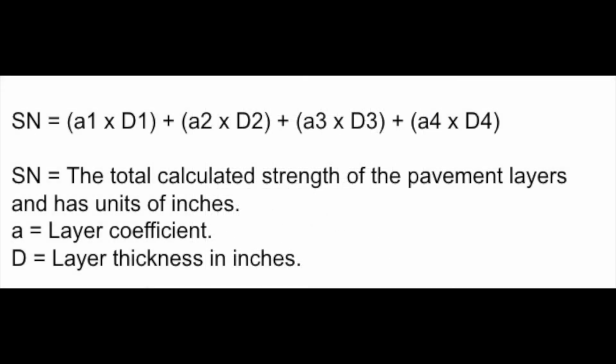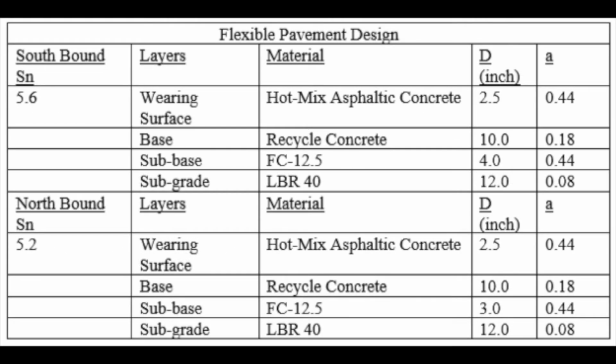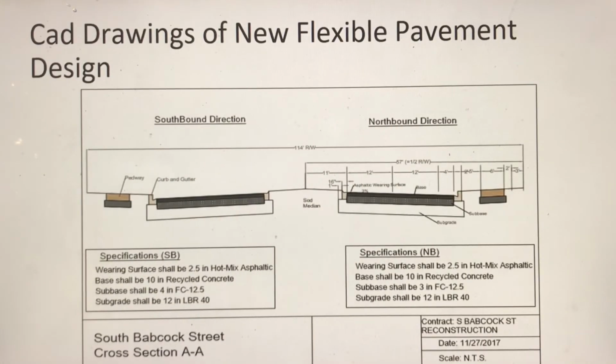Lastly, a wearing surface material was chosen, and a layer thickness was determined by solving the aforementioned equation. The table shows a summary of the proposed materials and layer thicknesses to be used for the southbound and northbound lanes respectively. Finally, a CAD drawing was produced to illustrate the solution in the summary table.